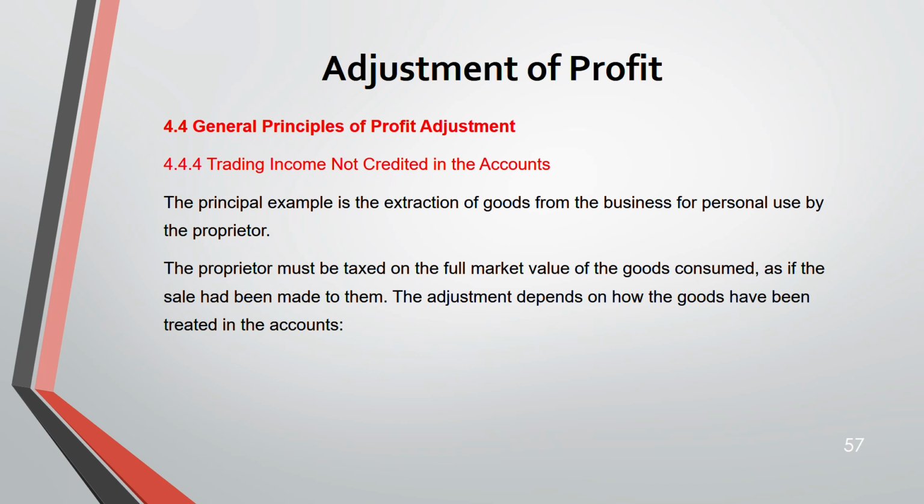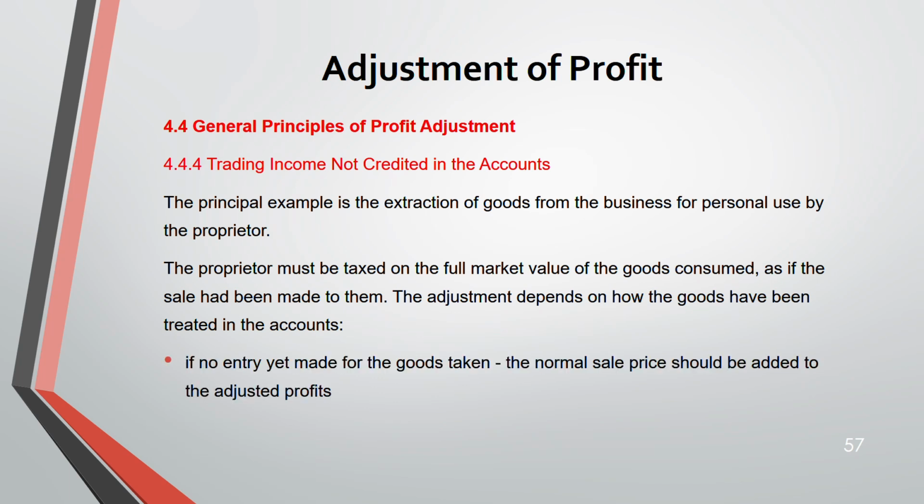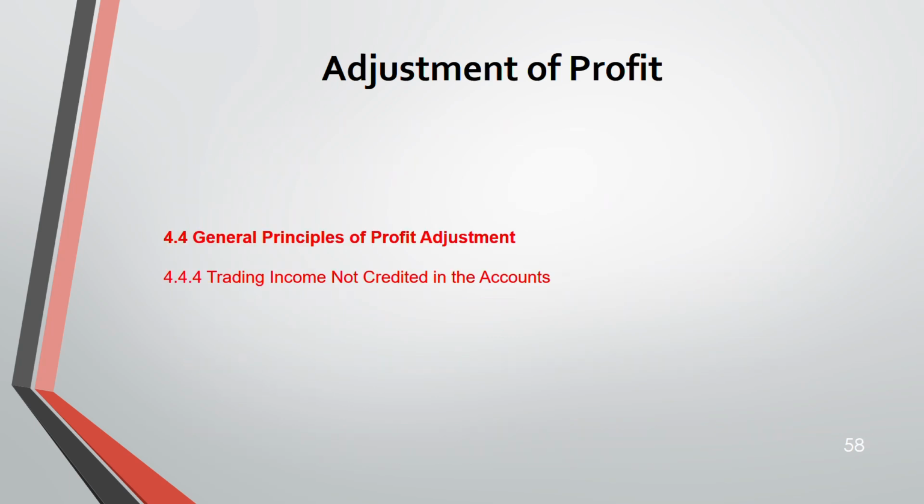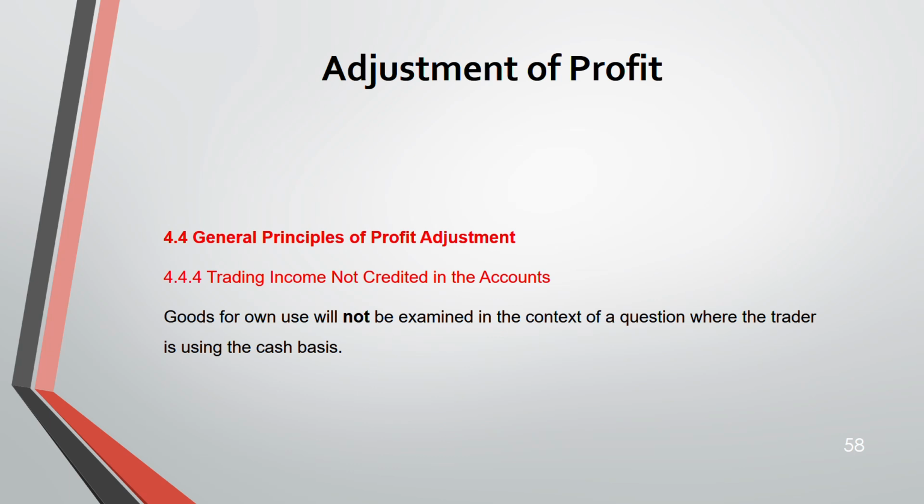So the adjustment depends on how the goods have been treated in the accounts. If no entry was made for the goods taken, the normal sale price should be added to the adjusted profit. If the accounts already recorded the cost of goods taken, for example drawings, then only the profit element should be added to the adjusted profit, because the cost you have already taken. With the cost, of course, you must have added a profit element. That profit element was not recorded before, now add it. Then goods for own use will not be asked in your question where the trade is using cash basis. This is the same for lease premium.